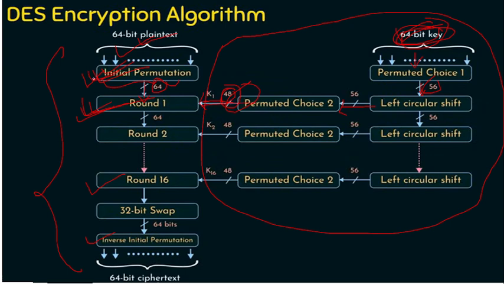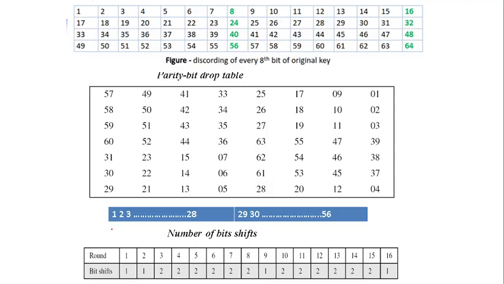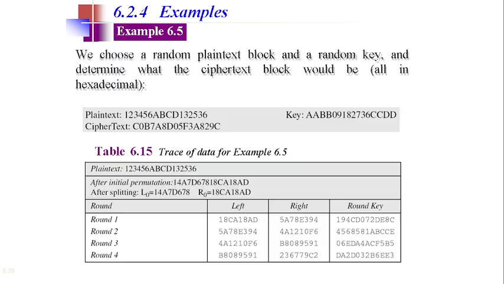Lastly, we need to note one more point. The initial permutation we have done. Once 16 rounds are completed, we need to do what is known as the final permutation. This is what we have to do at the end. This is the table for the final permutation.